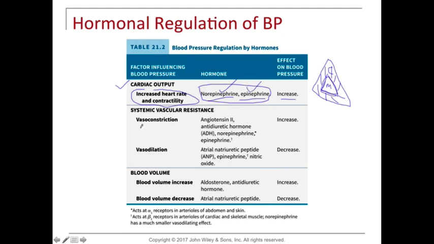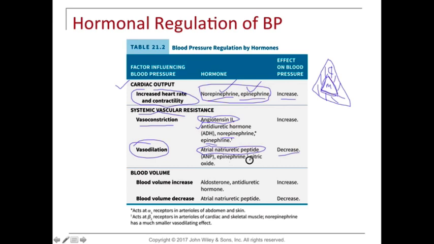When we talk about systemic vascular resistance, vasoconstriction, angiotensin II, ADH, antidiuretic hormone, and then norepinephrine and epinephrine again. When we talk about the opposite effect of vasodilation to decrease blood pressure, now, the heart produces atrial natriuretic peptide.